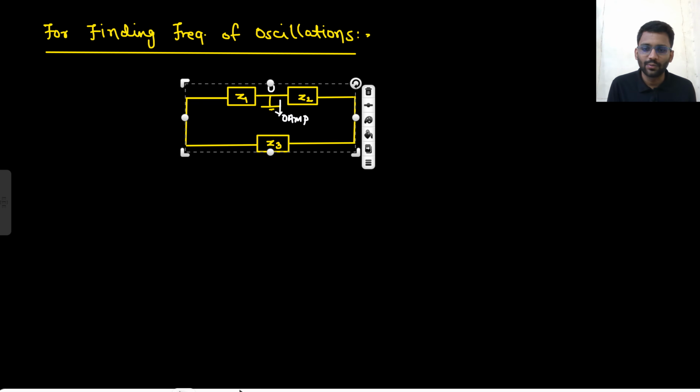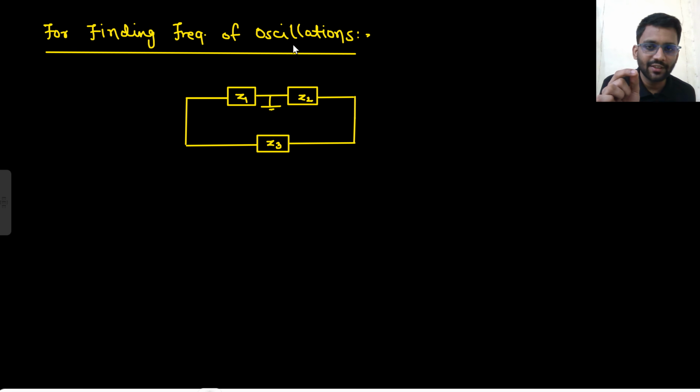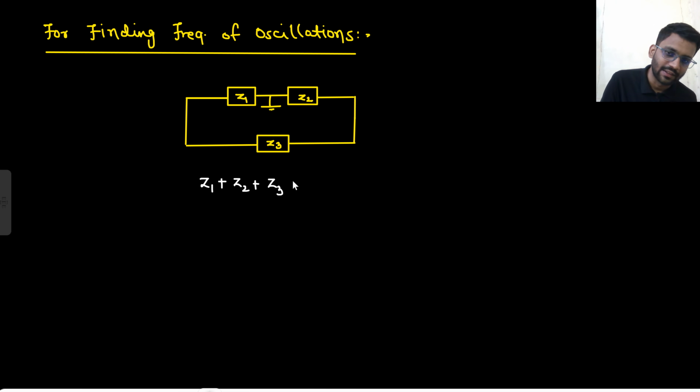So what you need to do, addition of all the impedance should be 0. That's it. Z1 plus Z2 plus Z3 should be equal to 0. From here you will get omega.